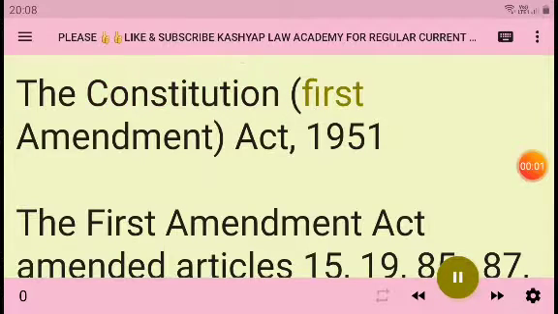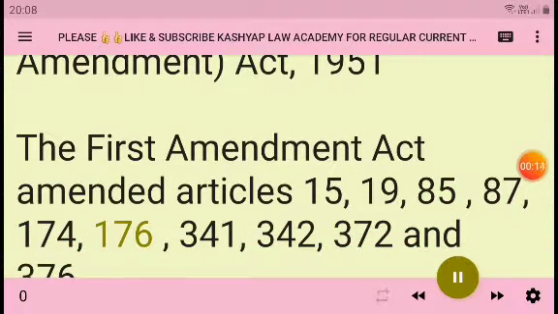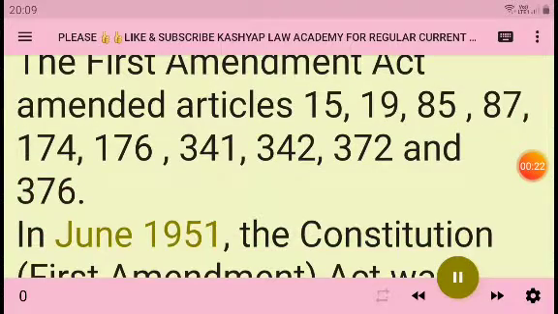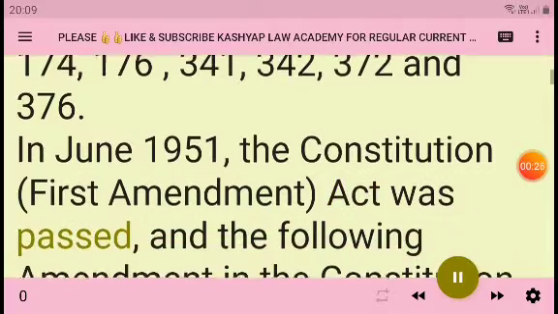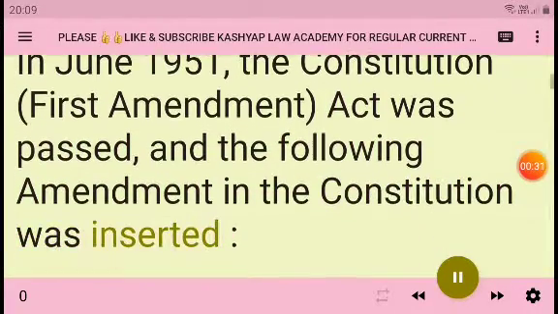The Constitution (First Amendment) Act, 1951. The First Amendment Act amended Articles 15, 19, 85, 87, 174, 176, 341, 342, 372 and 376. In June 1951, the Constitution (First Amendment) Act was passed, and the following amendments in the Constitution were inserted.